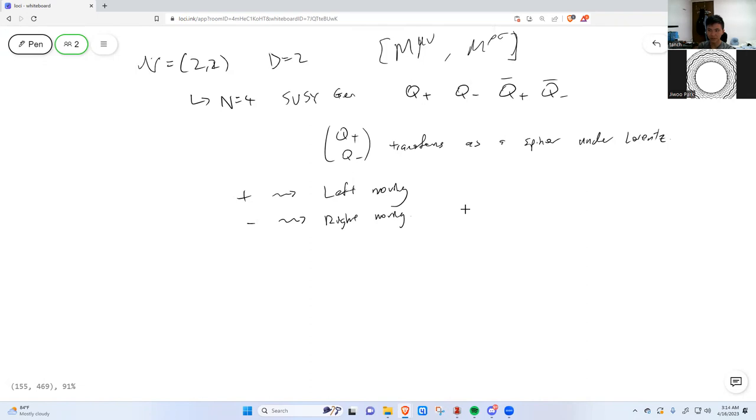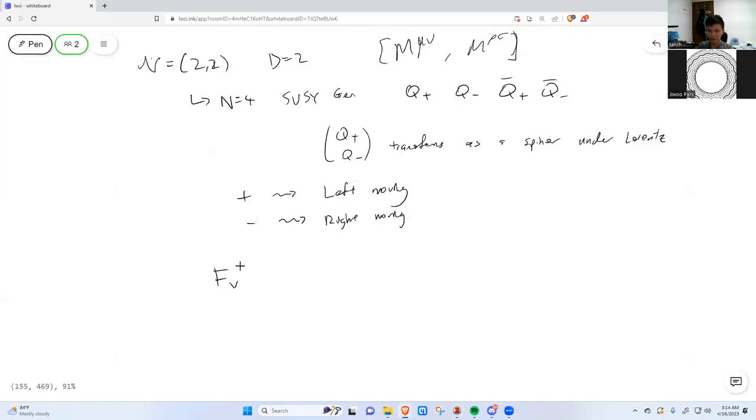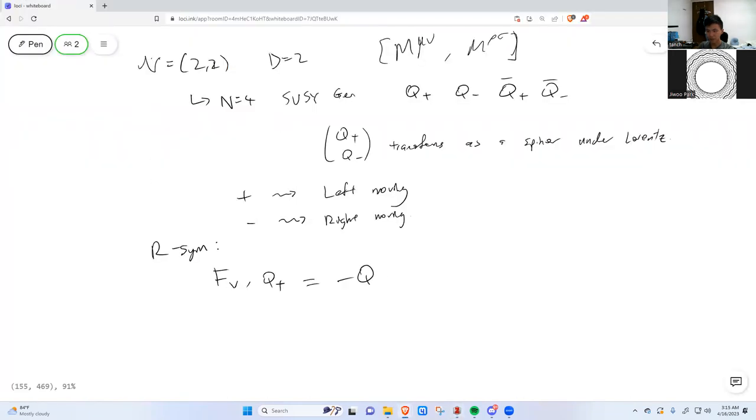All right. Then there's also, after defining the generators, one can see that there are even more symmetries that rotate the generators among themselves. So that's where R symmetry comes in. R symmetry is basically a symmetry that mixes the generators, the SUSY generators themselves. So in this case, it'll be, for example, if FV acts on Q plus, it'll give me minus Q plus, right?